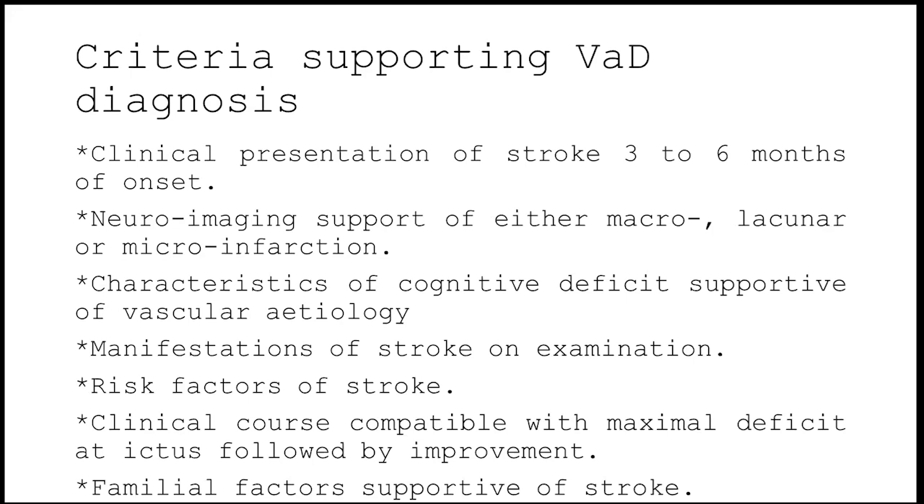So summarizing again the criteria supporting a predominantly vascular component to dementia presentations: a clinical presentation of stroke followed in the subsequent 3 to 6 months by cognitive manifestations; neuroimaging support of vascular injury or vascular insult, that being macro large vessel disease, lacunar or microinfarcts; characteristic cognitive impairments that are elicited from history and cognitive assessment tools; stroke manifestations, residual motor or sensory weakness or speech, visual or balance problems; the presence of risk factors for stroke; and a clinical course that is compatible with maximum deficit at the time of a stroke, followed by improvement.